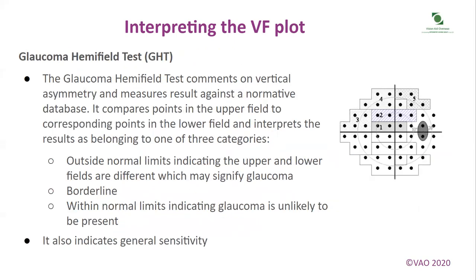Glaucoma hemifield test. The glaucoma hemifield test comments on vertical asymmetry and measures the result against a normative database. It compares points in the upper field to corresponding points in the lower field and interprets the results as belonging to one of three categories. Outside normal limits, indicating the upper and lower fields are different, which may signify glaucoma. Borderline, or within normal limits, indicating glaucoma is unlikely to be present. It also indicates general sensitivity.